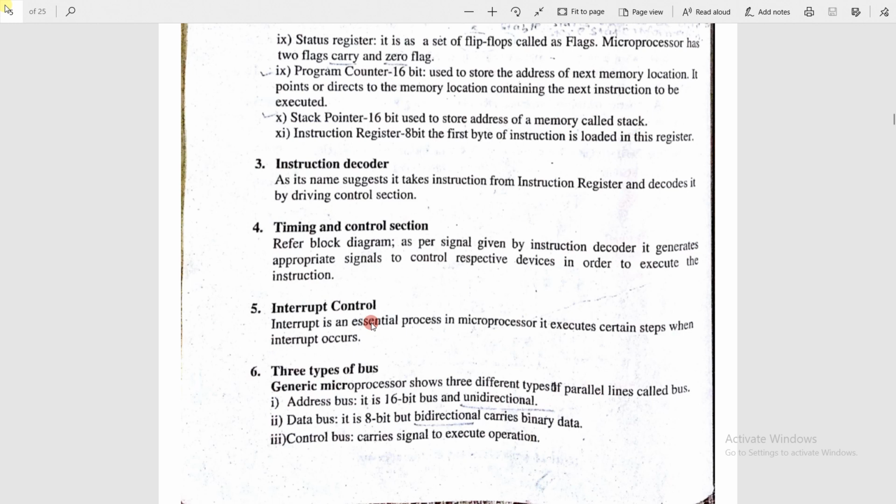Then control bus. Control bus is used to carry the signal to execute a particular operation. Like here what had happened, the instruction decoder had taken the instruction from the instruction register, it had decoded it, and it had sent the control signal to the timing and control section, and then the timing and control section had sent the control signals to the output device depending on the instruction. For example, the instruction was to display the output. Okay, so the control bus carries the control signals.